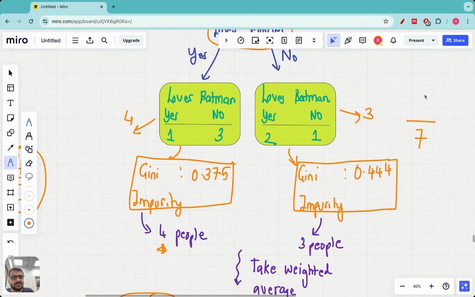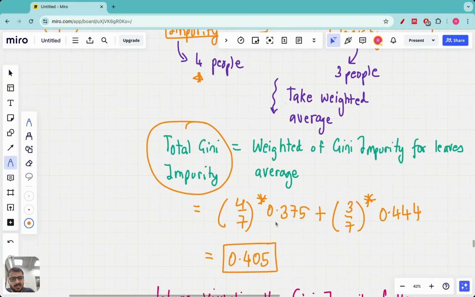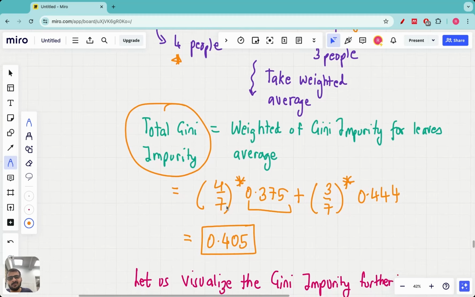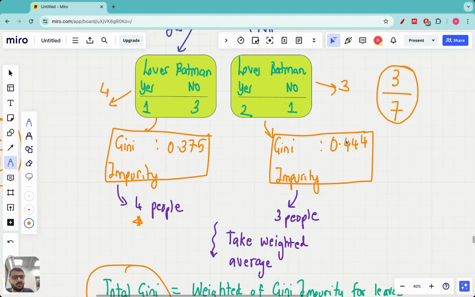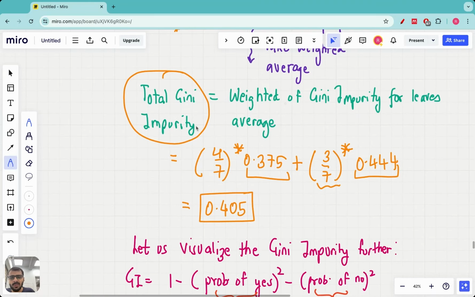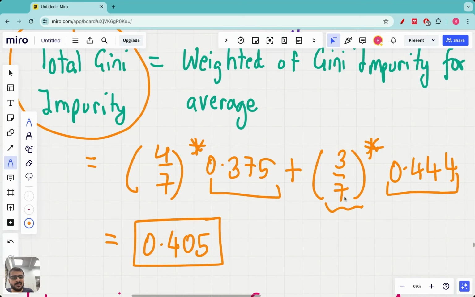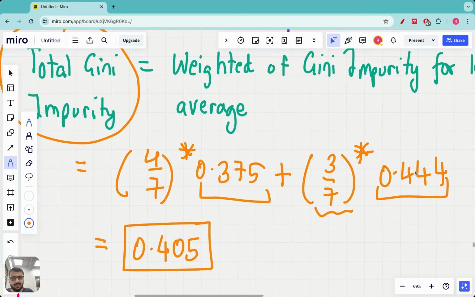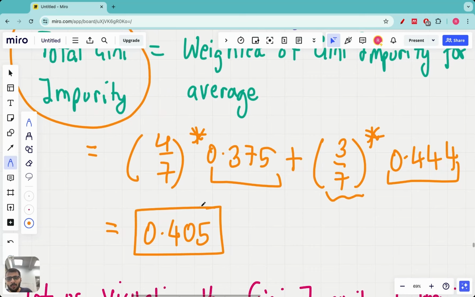and the total number are 7 and out of those 3 have answered in the second leaf, right? So 3 by 7 will be multiplied by the second leaf Gini impurity. So the first leaf Gini impurity, which is 0.375, will be multiplied by 4 by 7 and the second leaf Gini impurity, 0.444, will be multiplied by 3 by 7. So the total Gini impurity will be 4/7 multiplied by 0.375 plus 3/7 multiplied by 0.444. So the total Gini impurity will be 0.405.